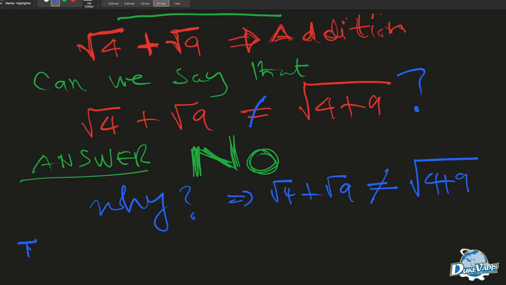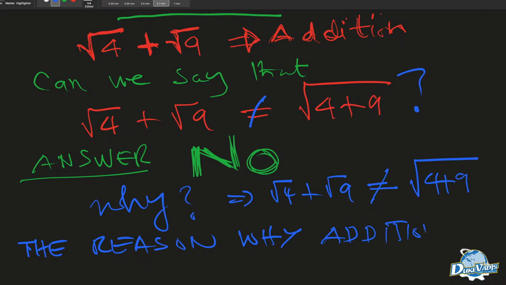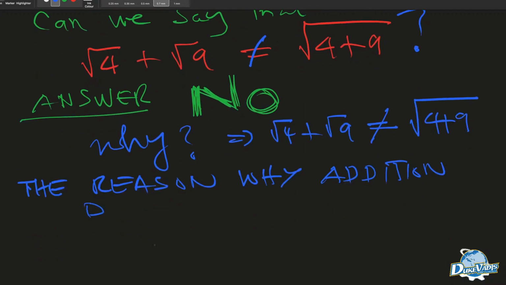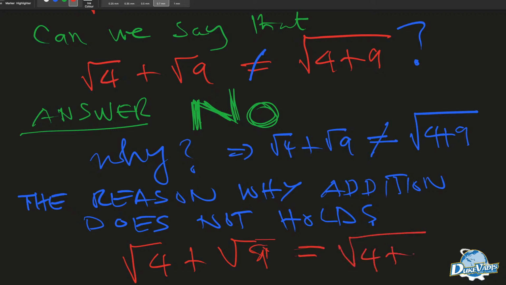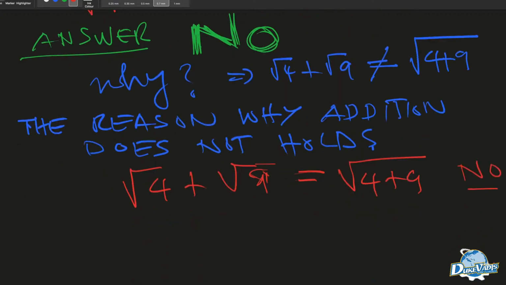So the reason why addition does not hold is that we cannot add surds straight on, as compared to division and multiplication. Now let's look at it. Our question in focus is square root of 4 plus square root of 9. Is it equal to the square root of 4 plus 9? No, it's not.